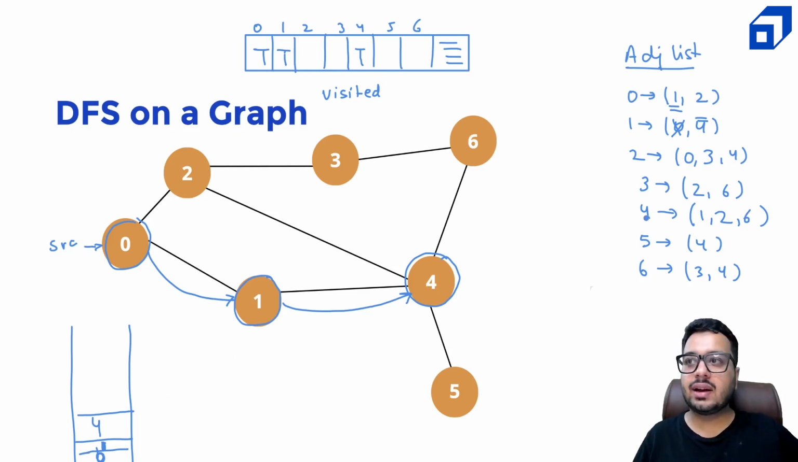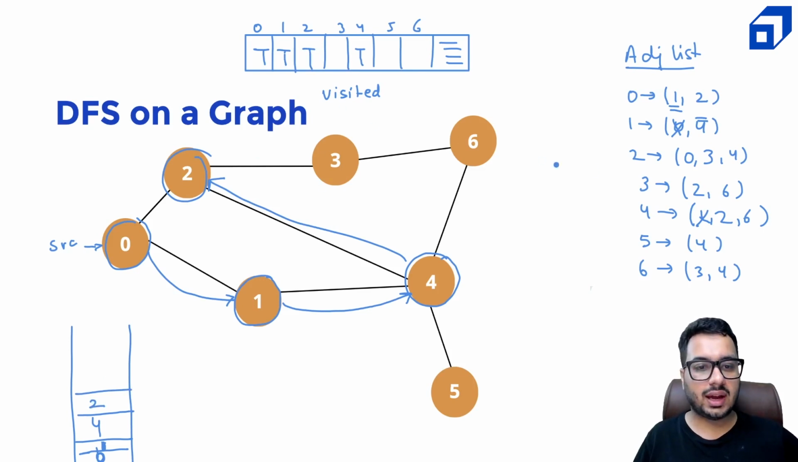At 4, I again do the same work. I look at what the neighbors of 4 are. The neighbor of 4 is 1, which is visited, so don't do any work. The neighbor is 2, which is not yet visited. Now what will 4 do? 4 will visit 2. I'll go and visit this node. So 2 is visited and 2 is now part of the stack.